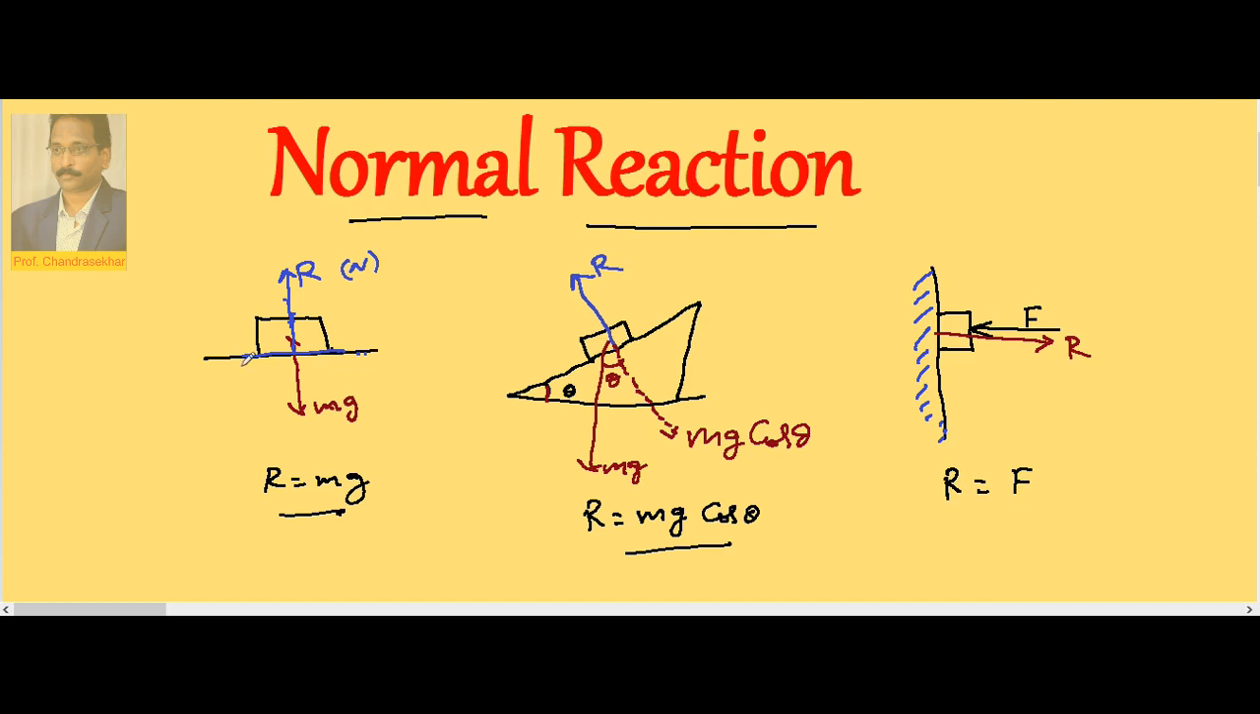So in the case of a body placed on the horizontal surface, R is mg. On the inclined plane, R is equal to mg cos theta. And pressed against the wall, R is equal to F, the applied force. Now let us consider a body on the horizontal surface. We know that normal reaction acts upwards and weight acts downwards. Because of this, the body is at rest.